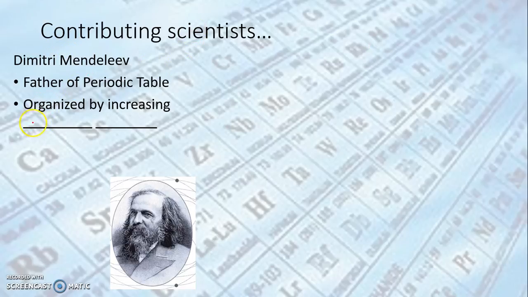All right, but he organized it by increasing atomic mass. So he put all of the elements in order by their masses. He went from smallest to largest mass. And if you look at the periodic table, it's still pretty much in order of increasing atomic mass. There's just a couple of them that are out of whack.